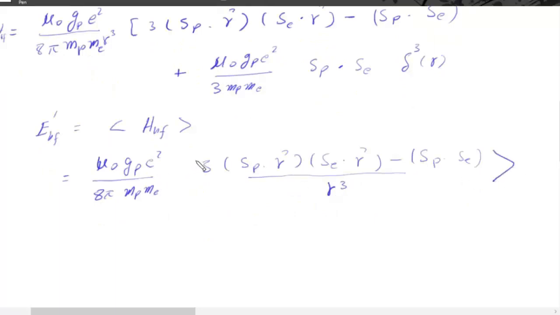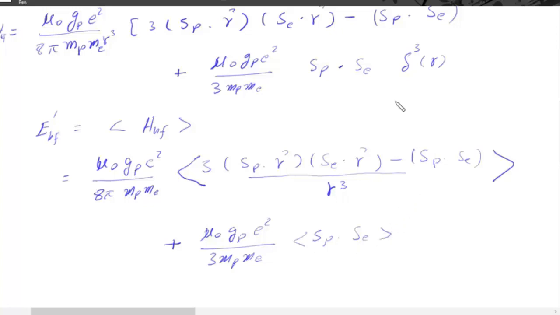Okay, and now this term is plus, this is constant μ₀ g_p e² divided by 3 m_p m_e. Okay, these are constant, and then this is the S_p · S_e expectation value.